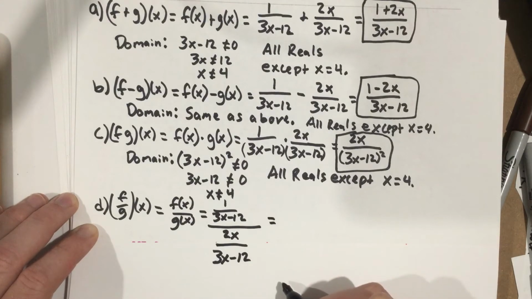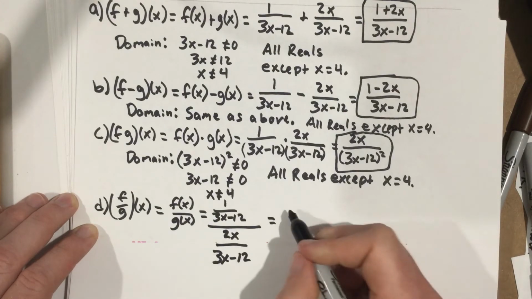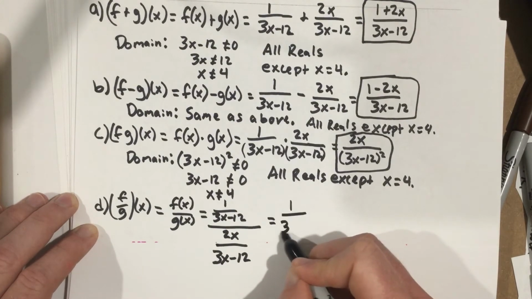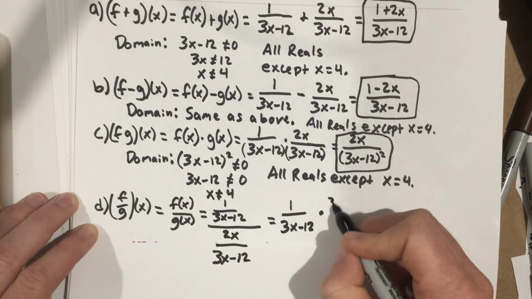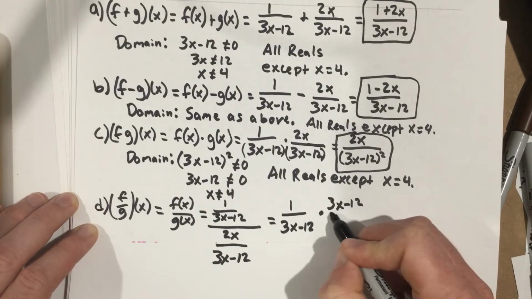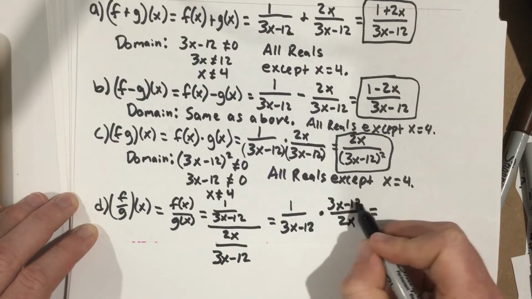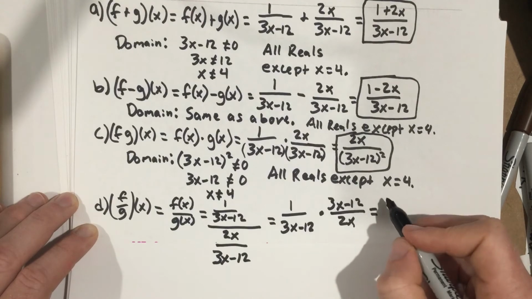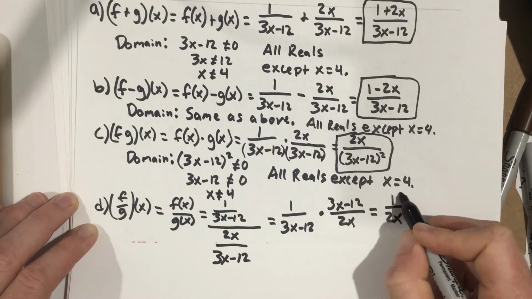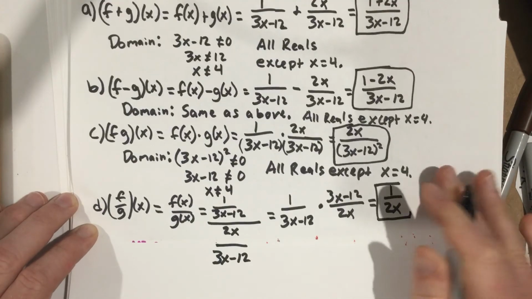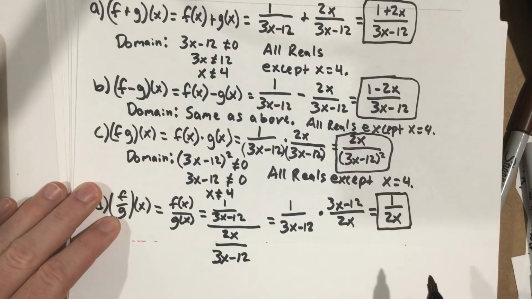which is going to equal, when you have two fractions, you take the denominator, you flip it, and you multiply it to the numerator, so 1 over 3x minus 12 times, we flip this, that's 3x minus 12 over 2x. This cancels with this, and we're left with 1 over 2x for our expression. So what's the domain of that?